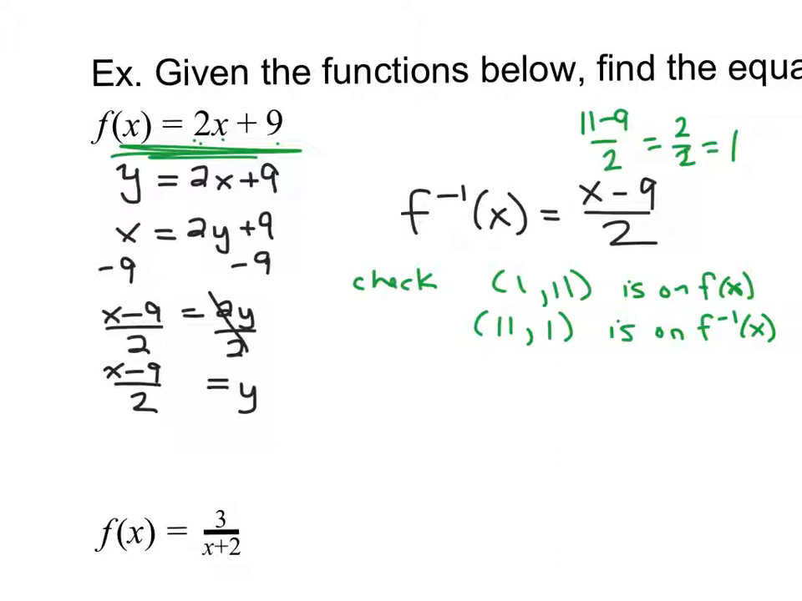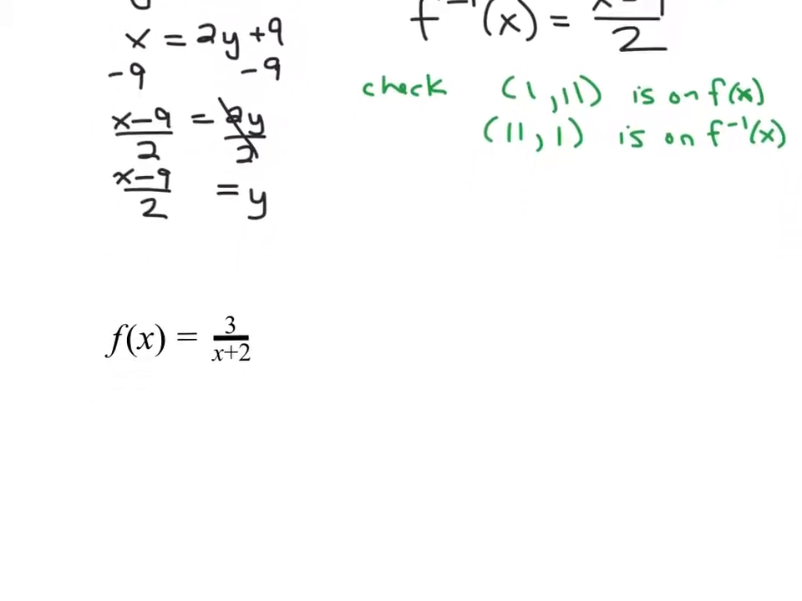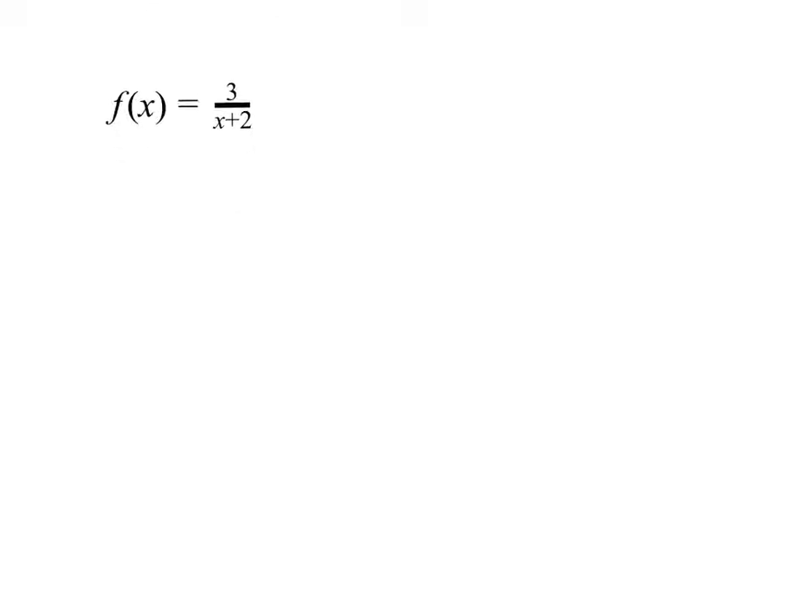Let's look at a little trickier one. This is a rational function, a reciprocal function, so we know it has a domain problem. It can't be negative 2. So we're going to try to do the same thing where we switch x and y and solve for y. Now, a little more complicated because of the fraction.